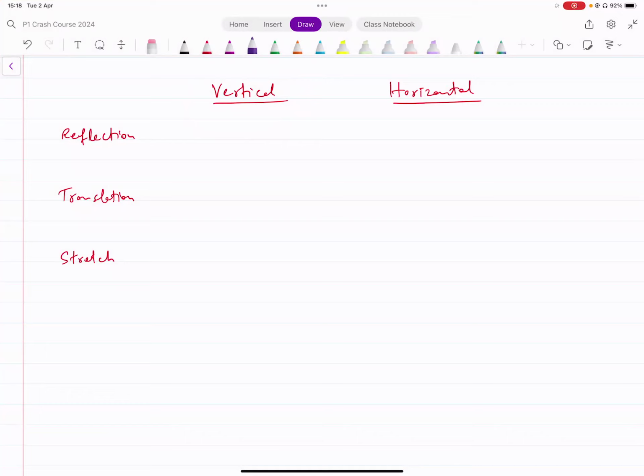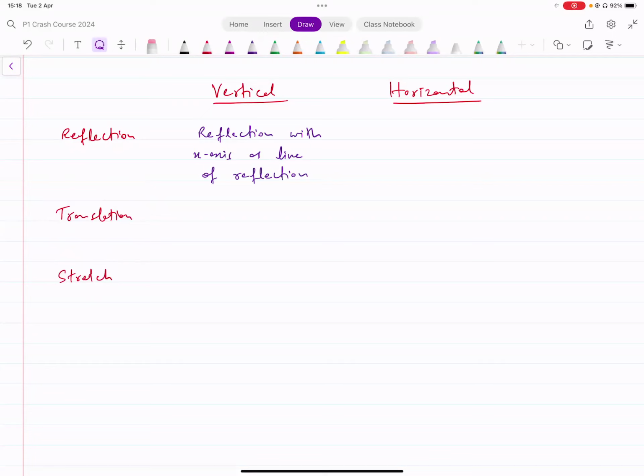In that case, you would say it's a reflection with x-axis as line of reflection. So when describing a reflection, you have to write down the line of reflection. It'll either be the x-axis or the y-axis. Those are the only two reflections you have in your syllabus as far as transformations is concerned.